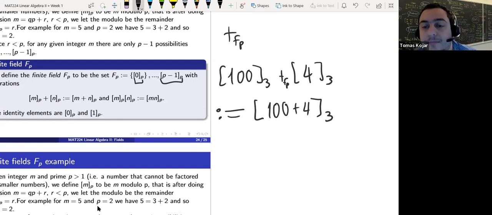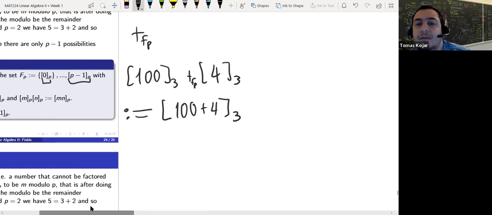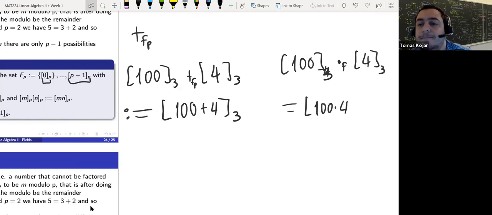And similarly, the multiplication of the class of 100 and the class of 4, modulo 3, will be the product of their integers, like this.